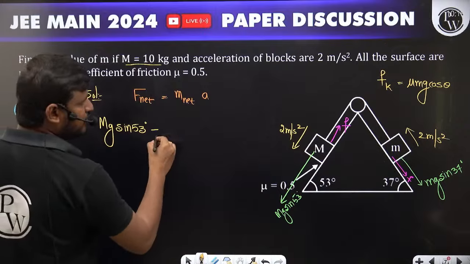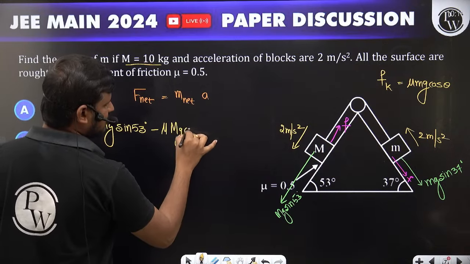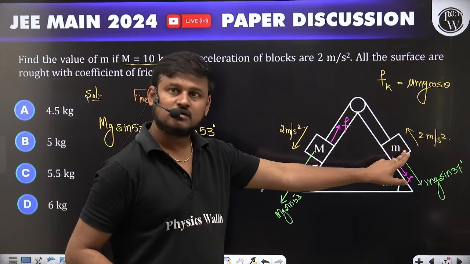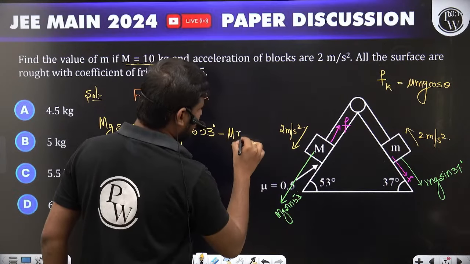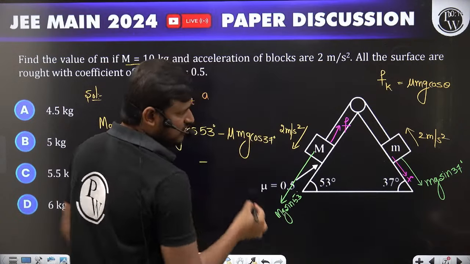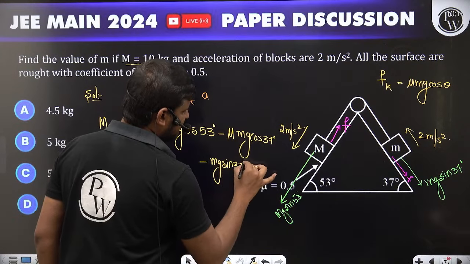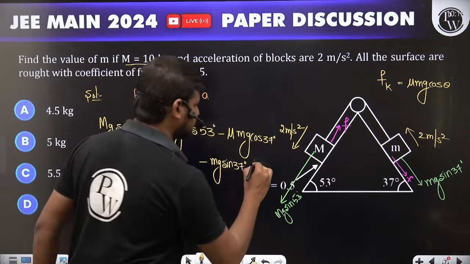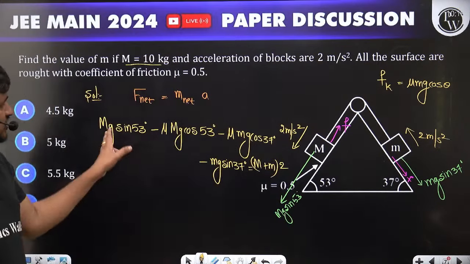So what's the kinetic friction? Mu, capital M, g cos theta, so cos 53. And similarly, these two done, and come to this place. So here, what's the friction? Mu, the mass is small m, into g into cos 37, minus mg sin 37. Right, which is equal to, so F net is equal to M net. What is the net mass? Capital M plus small m into the acceleration. What is the acceleration? A is equal to 2. So this is the overall equation.